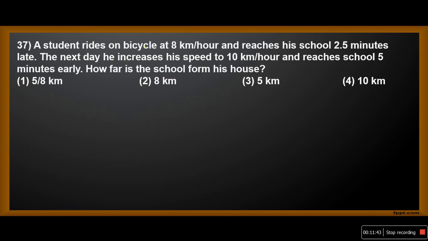Now, a student rides a bicycle at 8 km per hour and reaches his school 2.5 minutes late. The next day, he increases his speed to 10 km per hour and reaches his school 5 minutes early. How far is the school from his house? Simple. d by 8 minus d by 10. This is the time taken when you are traveling at 8 km per hour. This is the time taken when you are traveling at 10 km per hour. What is the time difference given? Initially he was 2.5 minutes late, here 5 minutes early. So the difference is 7.5.